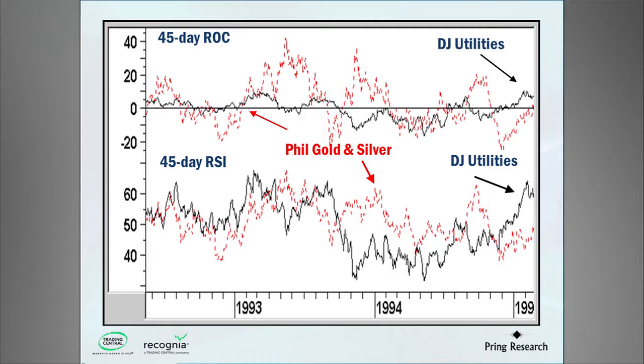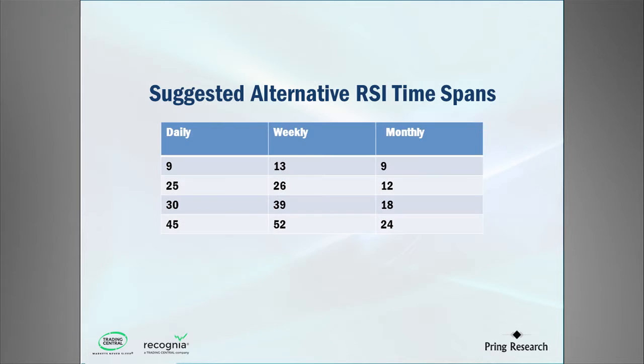In practice, a 14-day time span works quite well, but only for shorter periods. Other useful spans include 9, 25, 30, and 45-day. For weekly data, the calendar quarters operate effectively, so 13, 26, 39, and 52-week spans are adopted. And as for monthly charts, the same recommended spans as for the ROC are also recommended for the RSI. In other words, 9, 12, 18, and 24 months.